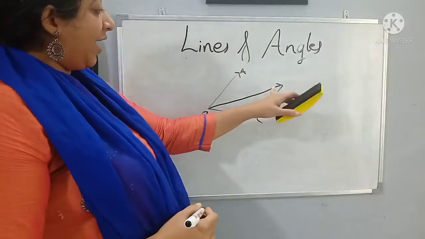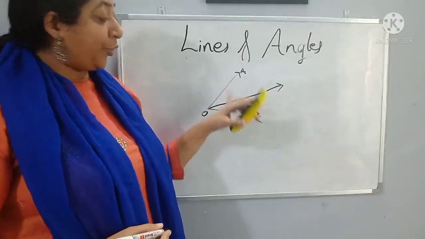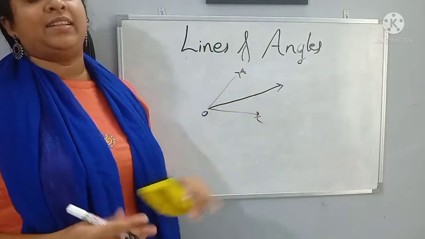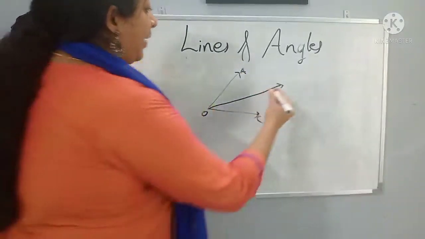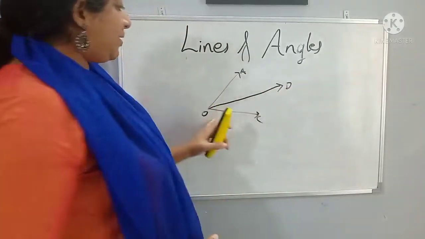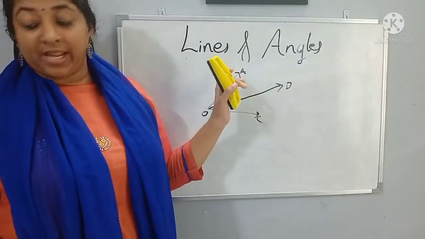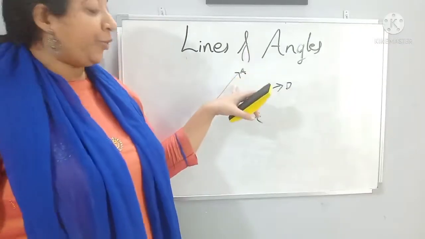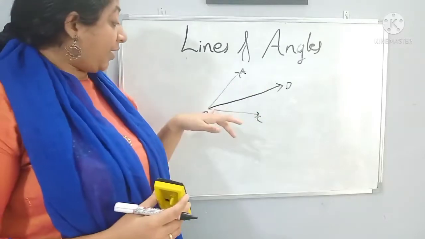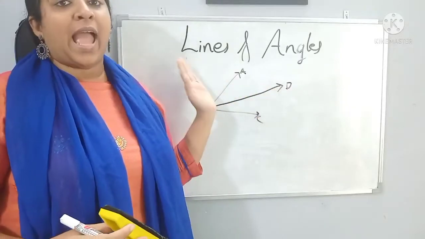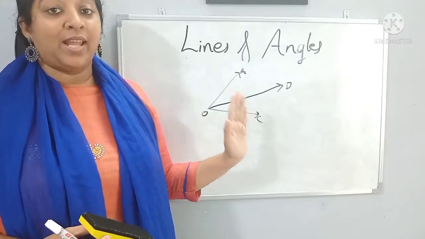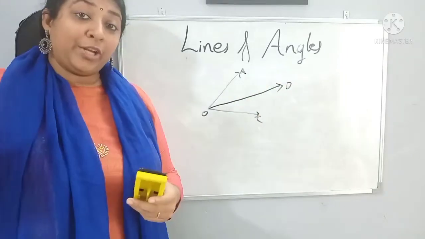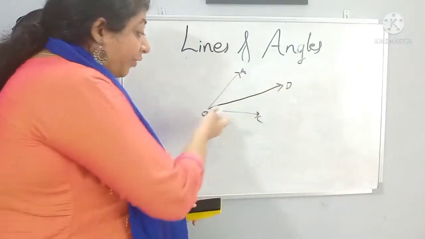With this ray we are dividing this angle into two equal parts. I will call the ray D. So this ray OD is separating this angle into two equal parts, so we call OD the angle bisector. OD is dividing the angle into two parts, going through the center of this angle.